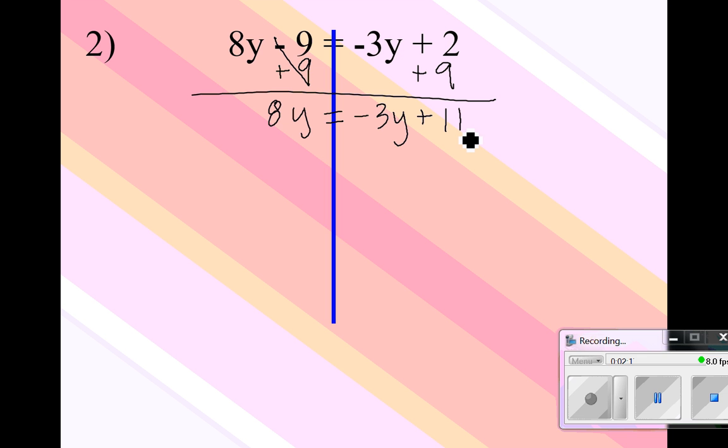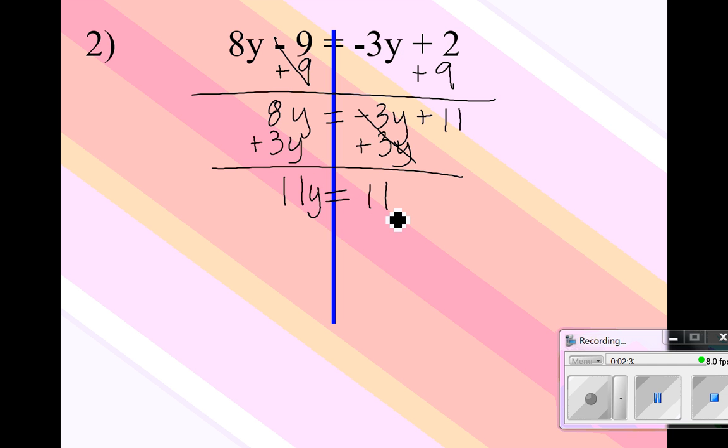Now look on the second side, and I see that there's a number with a variable. That's what I need to move. I'm going to add 3y to both sides. 11y equals 11. Divide both sides by 11. And y equals 1.